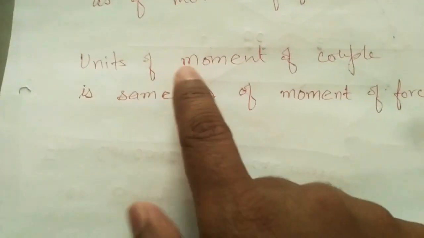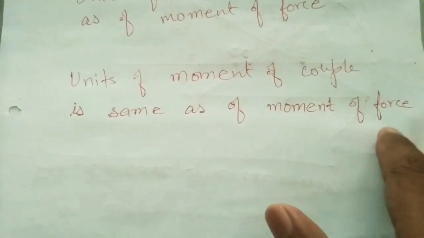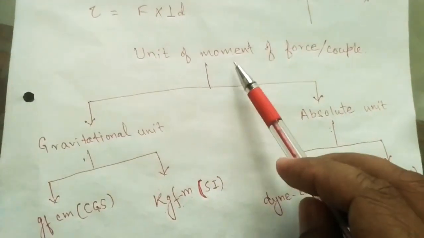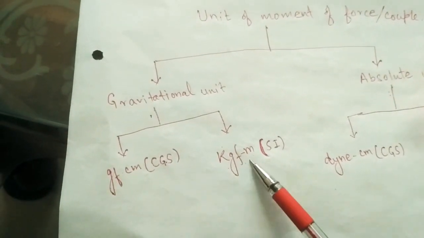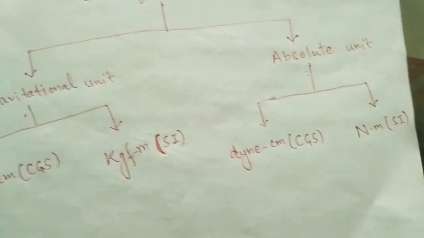Now for the units: as it is also the product of force and perpendicular distance, the name is different, arm of couple, but it is still the product of force and distance. So the unit remains the same: in SI, Newton meter, and in CGS, dyne centimeter for the absolute unit, and in gravitational units, kilogram force meter, and in CGS, gram force centimeter. That's it. Units of moment of couple are the same as moment of force.